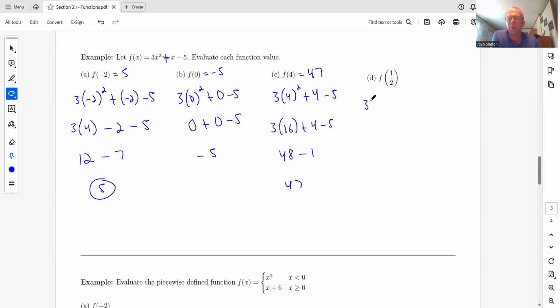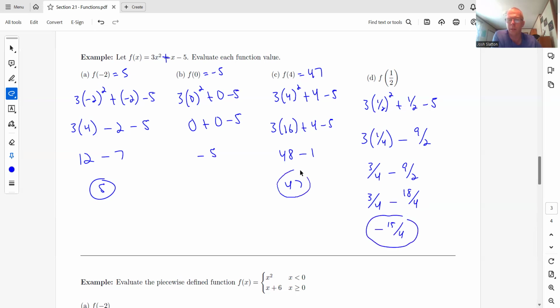And then last, f of 1/2, so 3 times (1/2) squared plus 1/2 minus 5. 1/2 squared is 1/4. And then 1/2 minus 5, that would be 1/2 minus 10 halves, that'd be minus 9 halves. And 3 times 1/4 would be 3/4, minus 9 halves. So let me get a common denominator here. Common denominator would be 4, so this would be 18/4. And so 3 minus 18, that is negative 15 over 4.